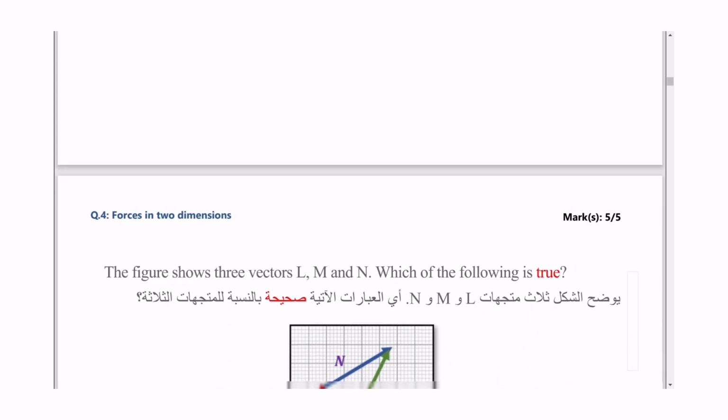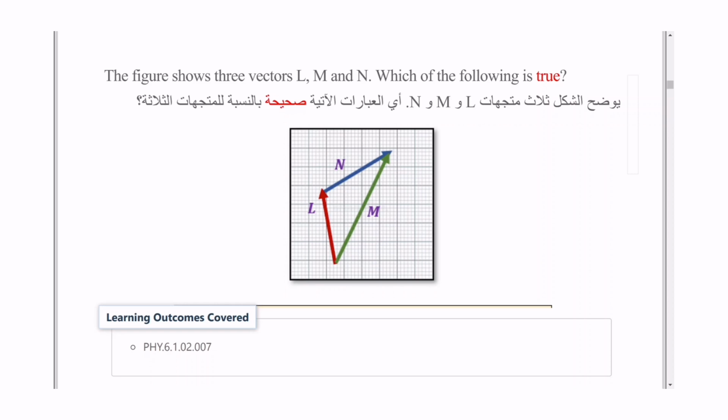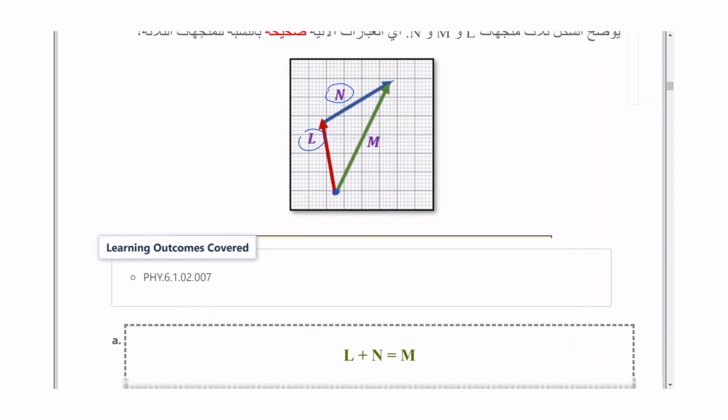Let us move to question number 4. The figure shows 3 vectors L, M and N. Which of the following is true? So here you can see L is one vector, N is another vector, and M is starting from here to here, meaning M is starting from the tail of the first vector to the head of the second vector.